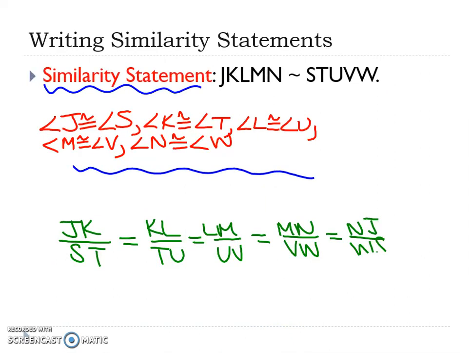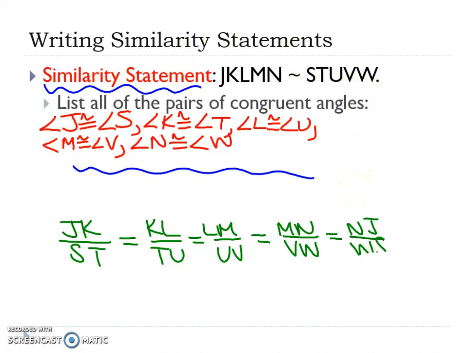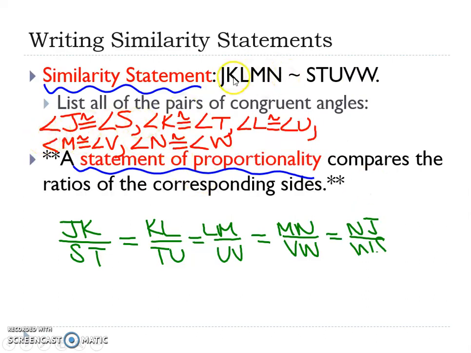Writing similarity statements. We're going to write JKLMN is similar to STUVW. List all the pairs of congruent angles. So that will be J and S. You see that they are the first ones. Those are corresponding, congruent. So the first angle here and the first angle here are going to be congruent to each other. So please write angle J is congruent to angle S.